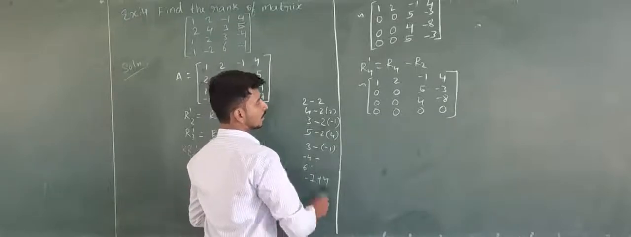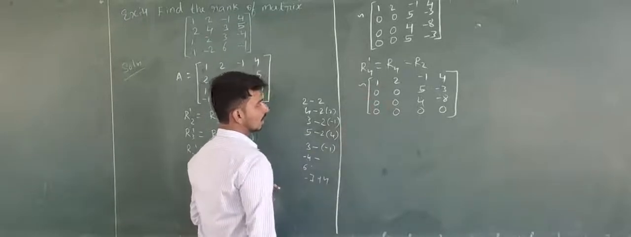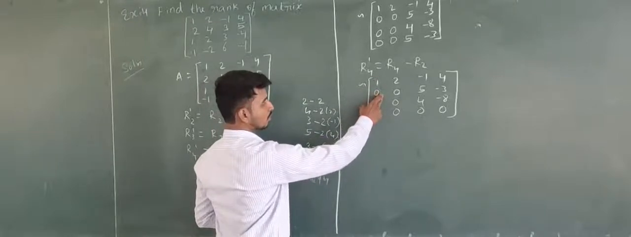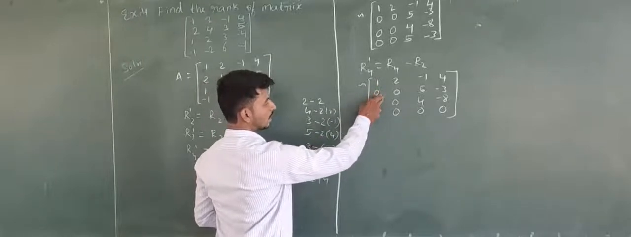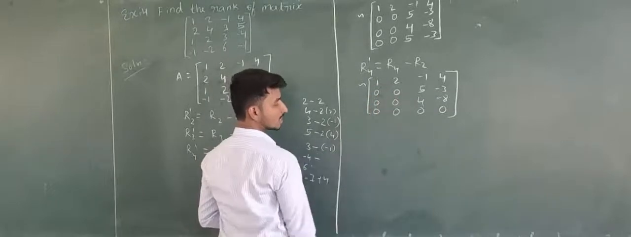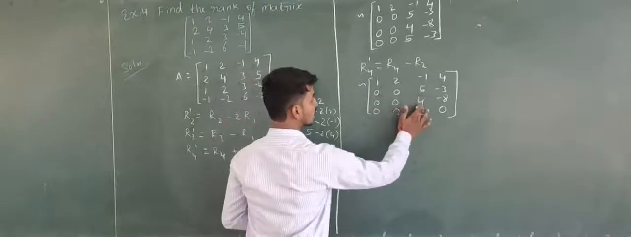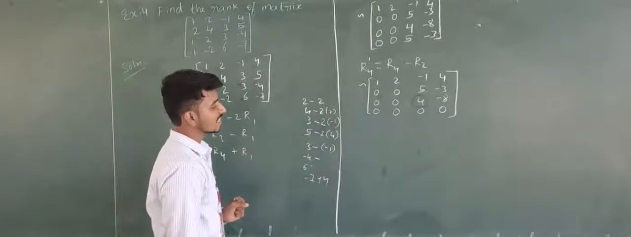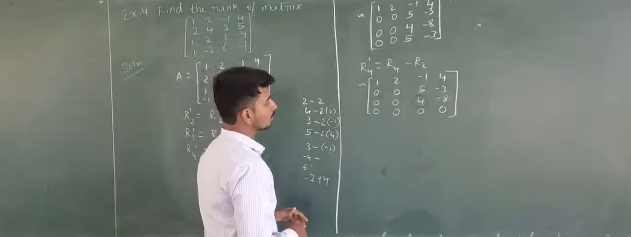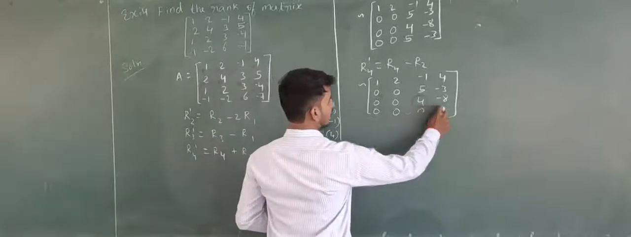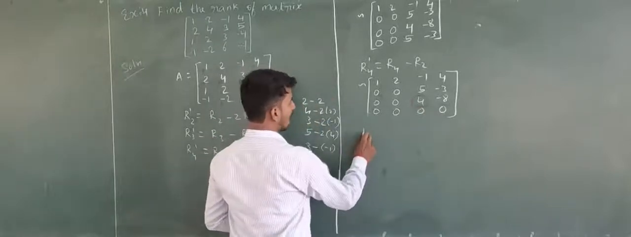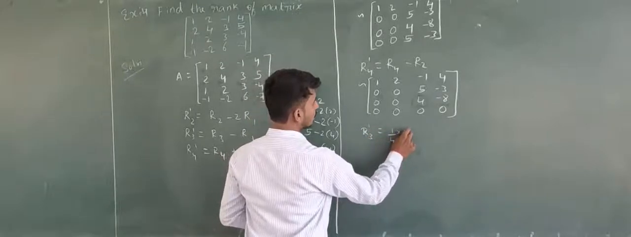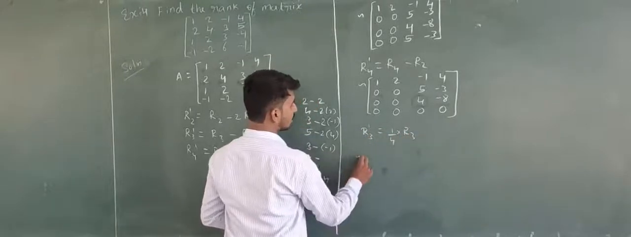So here the leading element is 1. The element below the leading element is 0. If this row contains 2 zeros, then the next row should contain 3 zeros. So now we have to make this as 0. To make this as 0, first we will reduce this row, that is R3 dash equals 1 by 4 into R3.